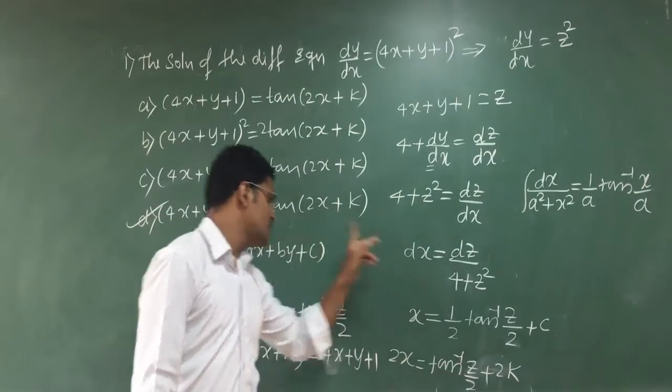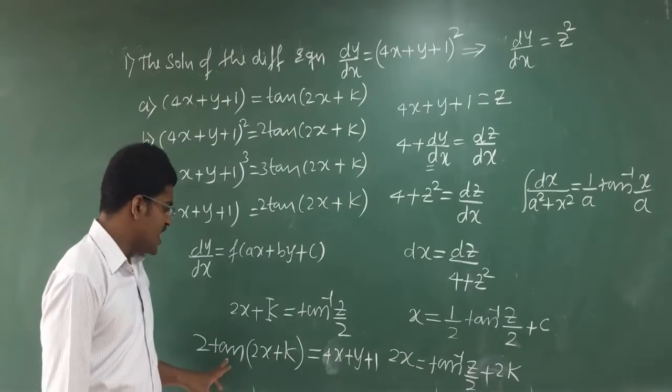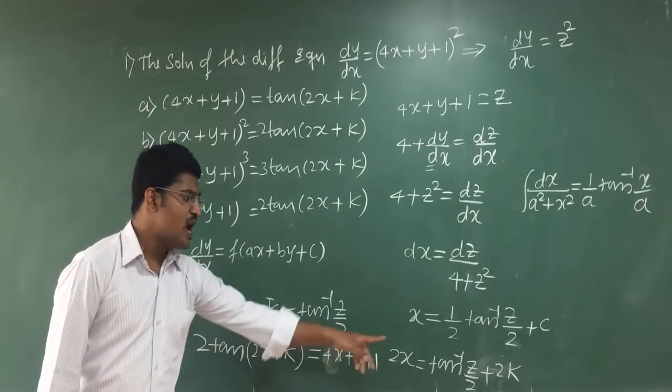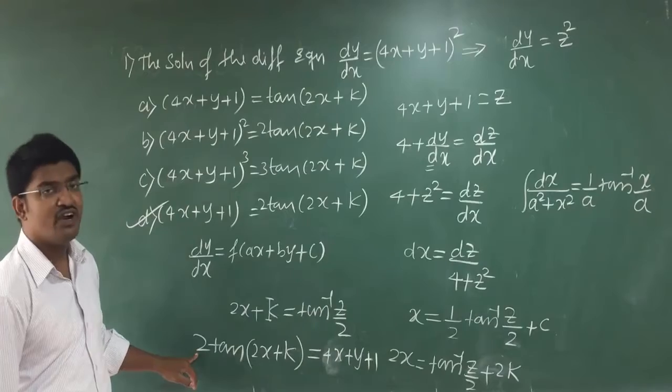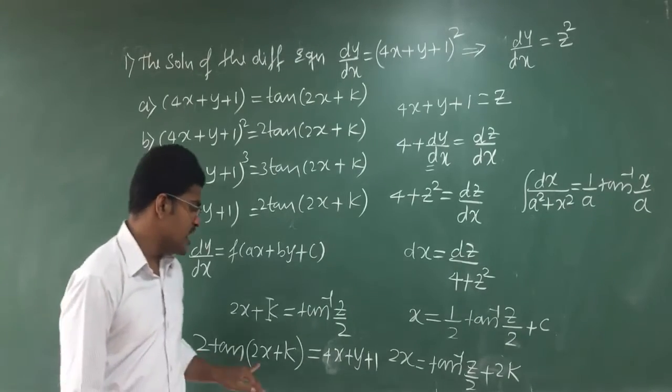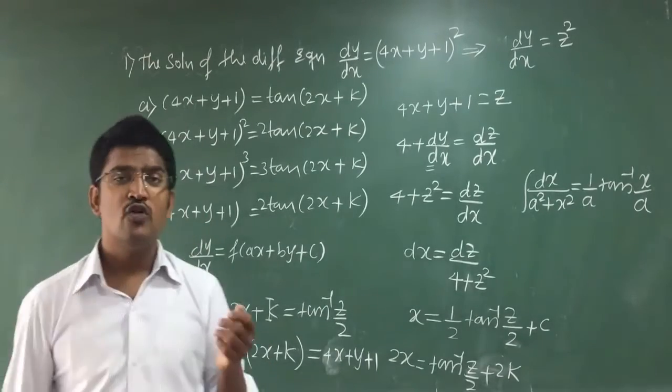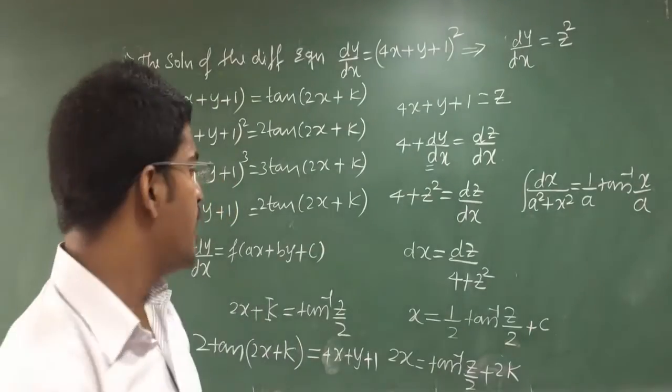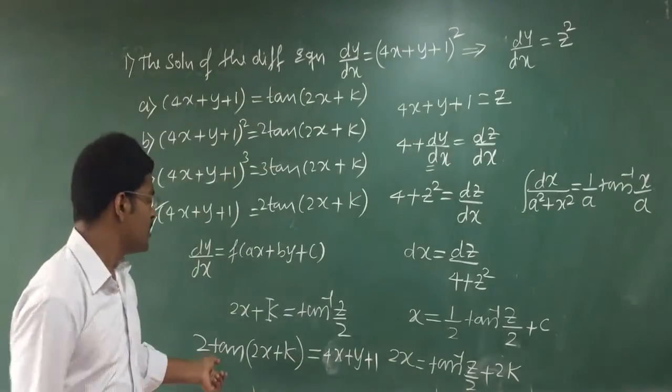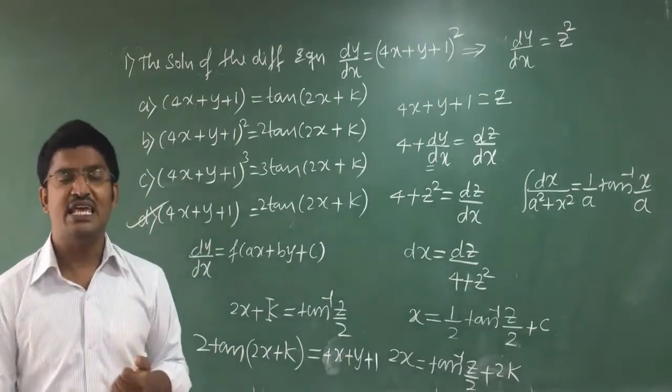Then take tan inverse on this side. It will be tan of 2x plus k. You have divided by 2. If I take divided by 2 on this side, it will be 2 times tan of 2x plus k equal to 4x plus y plus 1. So this is your answer, that is your option D. Okay.